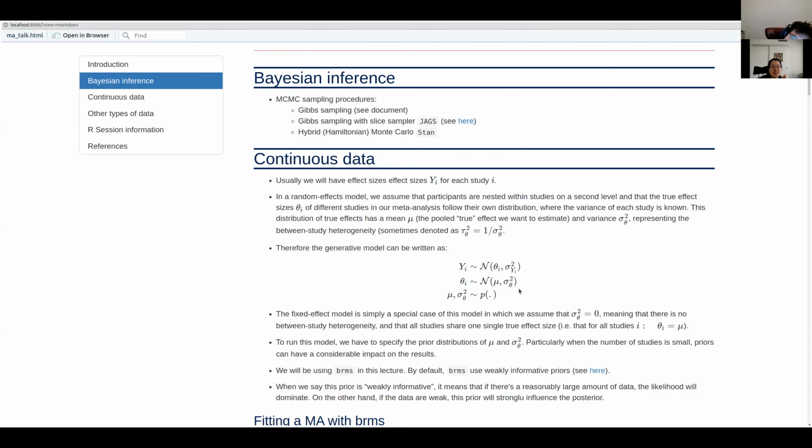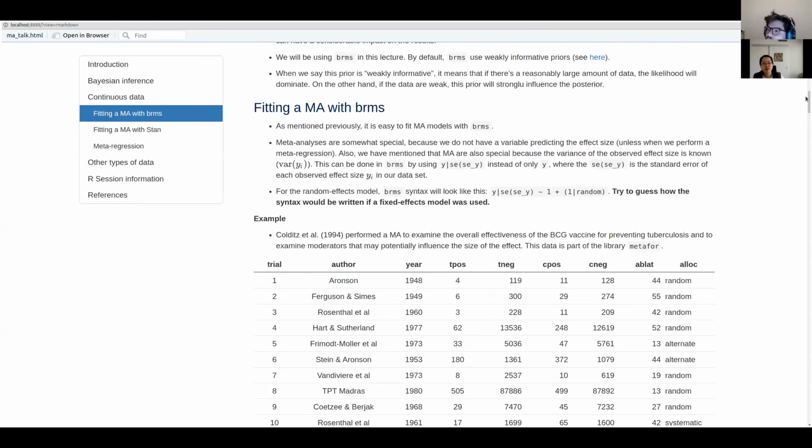I think I have just one more question. Can you share some suggestions on how to pick priors for the mean effect and the random effect? Is there any sort of standard ones?